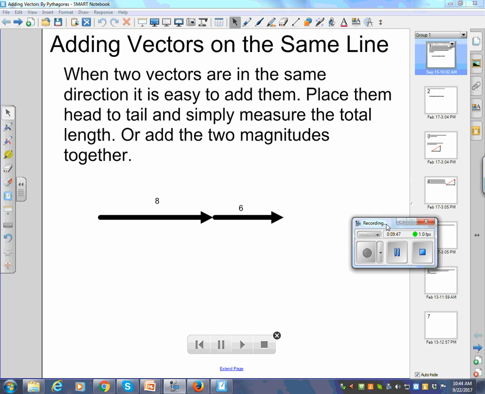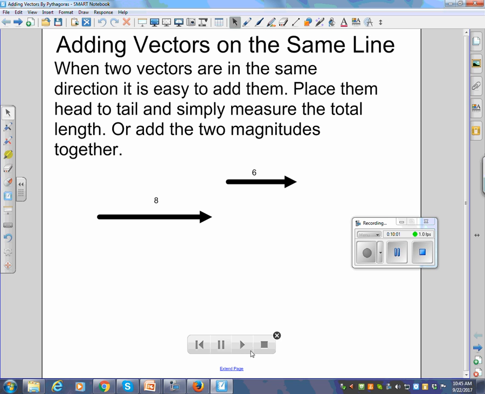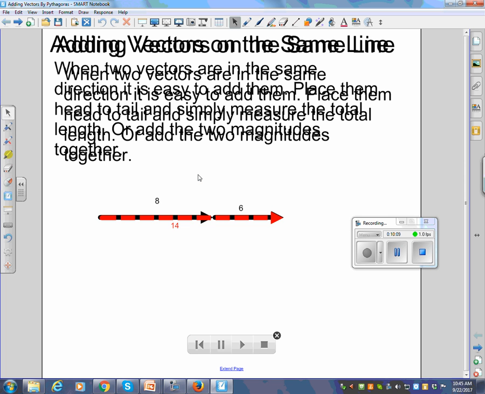All right. So how do you add vectors? Actually, that's the theory behind vector addition. Now I'm going to actually do it. When two vectors are in the same direction, it's easy to add them. Just place them head to tail, and just add them together, right? Because 8, 6, total length, 14. Easy, straight line.